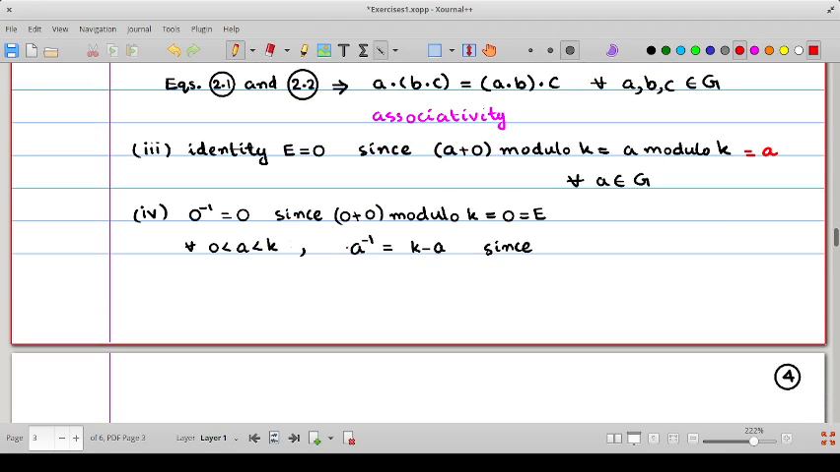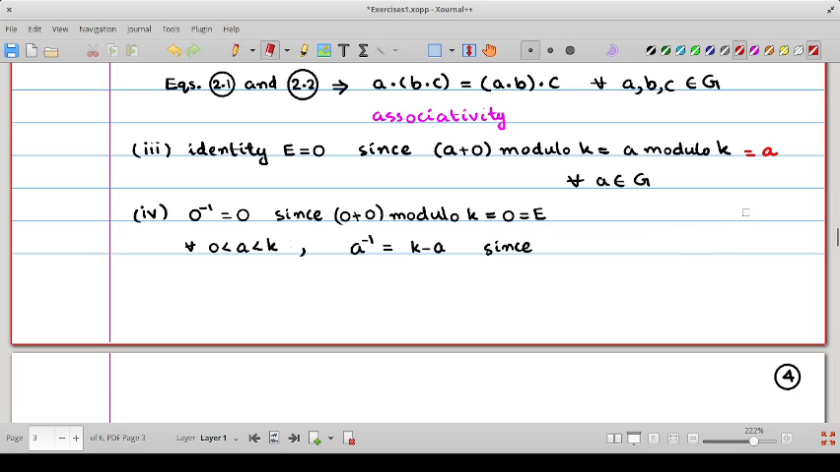Now we need to show that every element has an inverse. First of all, we note that the element 0 has an inverse given by 0 itself, and that is because 0 plus 0 modulo k is equal to 0, which is the identity. So that means 0 dot 0 is equal to 0, which is the identity element. So 0 inverse is equal to 0.